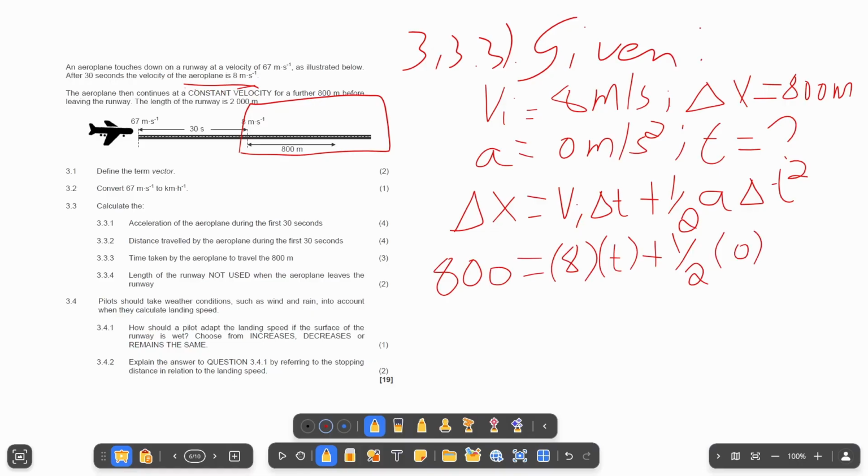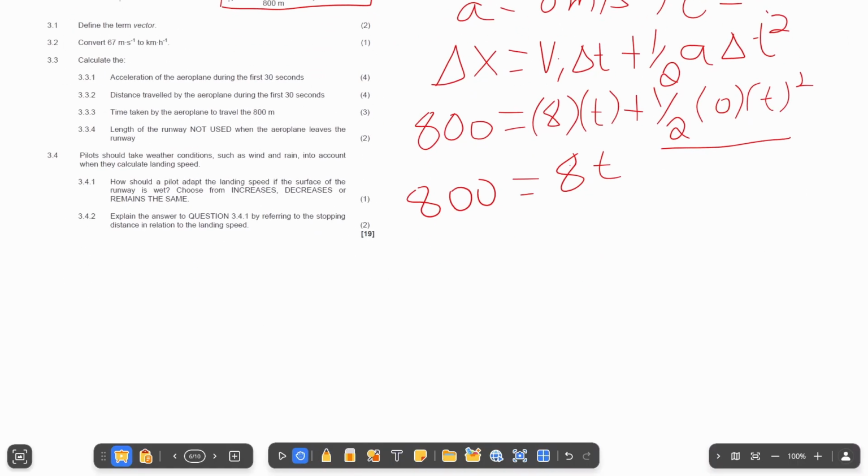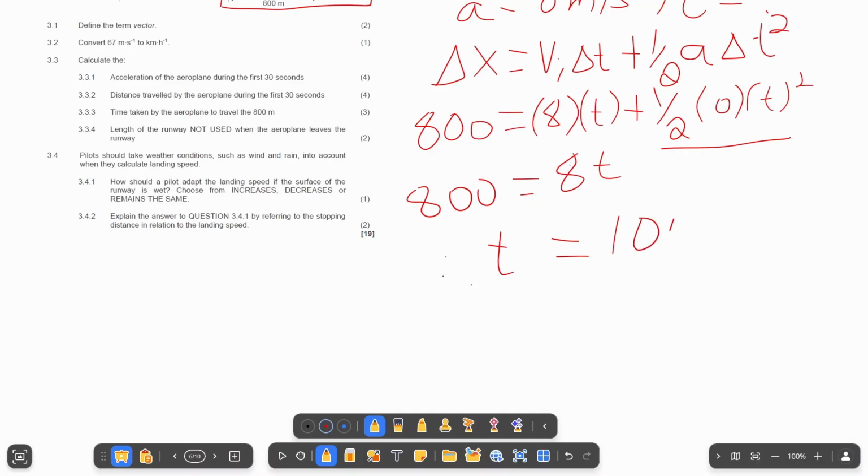Because in this last stretch, it moves with constant speed or constant velocity, which means acceleration is 0, and then multiply by time squared. But because we are multiplying everything here by 0, everything becomes 0. We basically have 800 equals 8t, which tells us that if you divide both sides by 8, therefore, you'll find that t is 100 seconds.